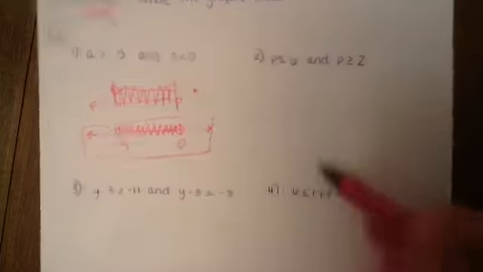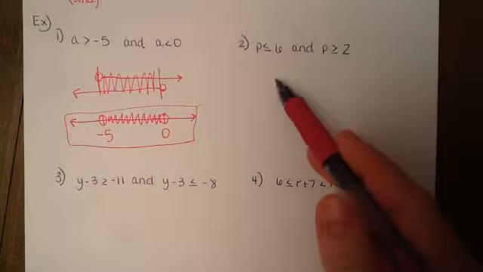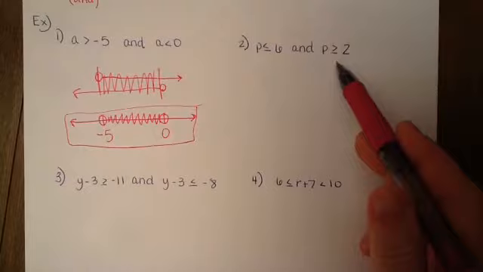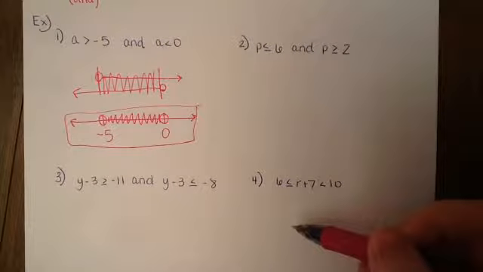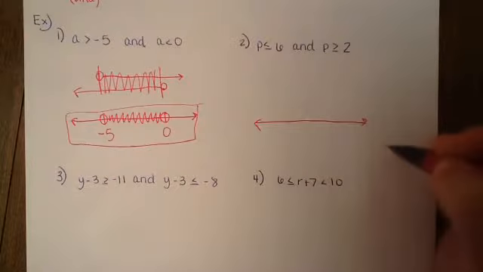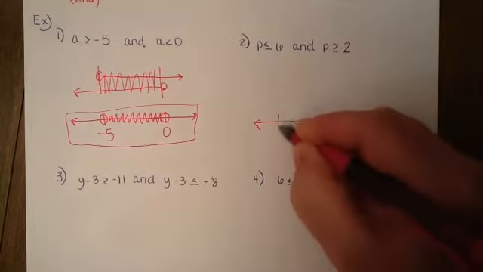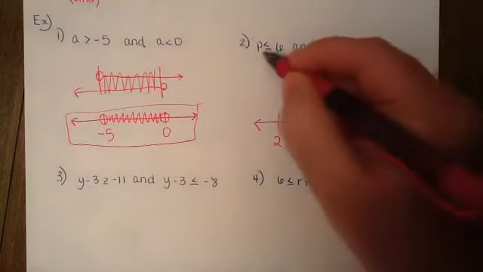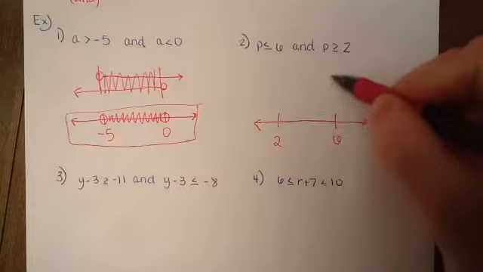All right. Try doing this one on your own. P is less than or equal to 6 and P is greater than or equal to 2. Let's see how you did. On my number line, which values will I have? 2 and 6. Let's do the P is less than or equal to 6 on top.